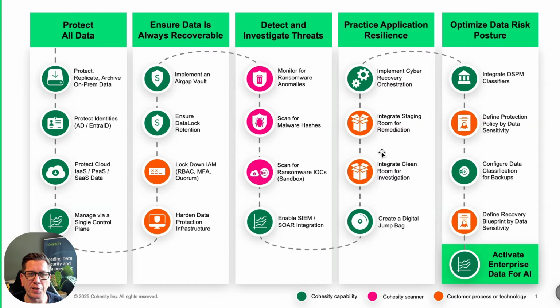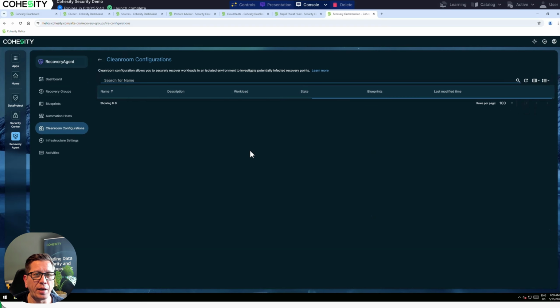That's part of our next step, practicing application resilience. Here we focus on regularly testing recovery plans before a cyber attack occurs. And this involves building a digital jump bag, containing the tools and environments used to respond to an attack, creating clean rooms and staging environments for investigation and remediation, and orchestrating the creation of these environments repeatedly using the recovery agent. First, we need to define a clean room.